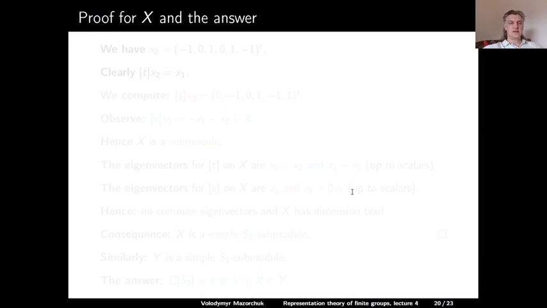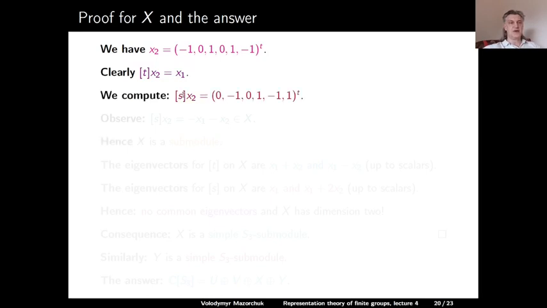Claim: both X and Y are simple S3 submodules of the regular module. We prove the claim for X, and for Y the proof is very similar. We can explicitly compute that x2 is the vector minus 1, 0, 1, 0, 1, minus 1. Clearly, since x2 is T x1 and T squared is 1, then T times x2 gives us x1. Then we can compute that the action of S on x2 gives the vector 0, minus 1, 0, 1, minus 1, 1, and observe that this vector is exactly minus x1 minus x2, and this belongs to X. So X is stable under the action of both T and S.